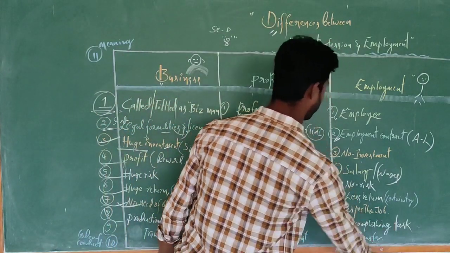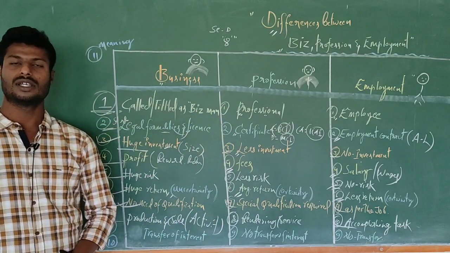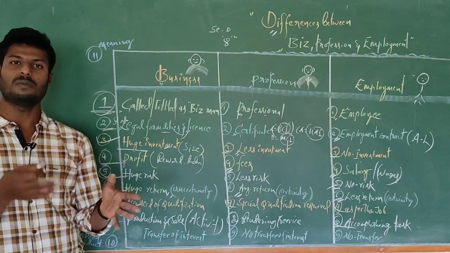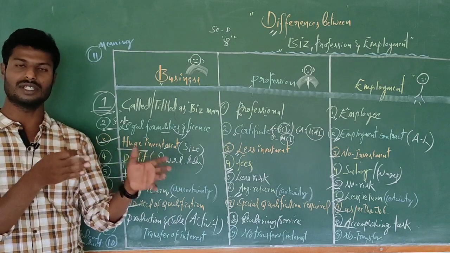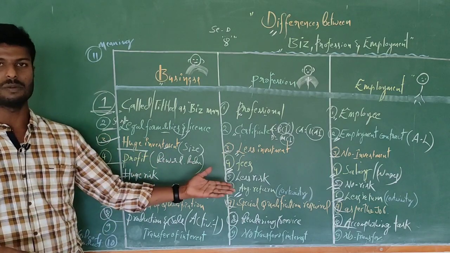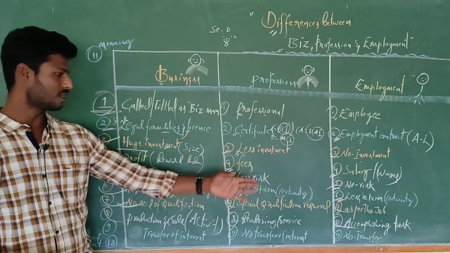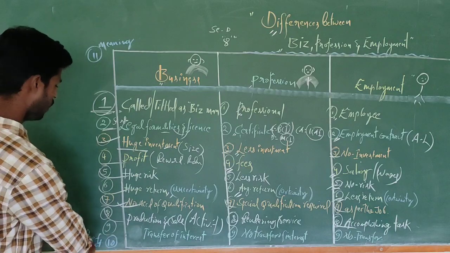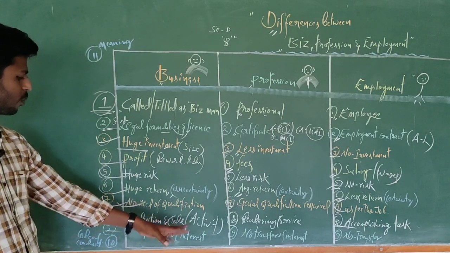Next one is accomplishing tasks. In employment, the employees accomplish the tasks of their employer. Employers give the work, and employees accomplish it and hand it over to the employer. That is accomplishing task. Next, the ninth one is transfer of interest.